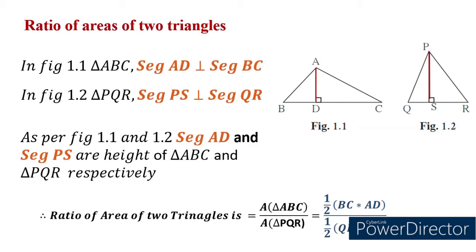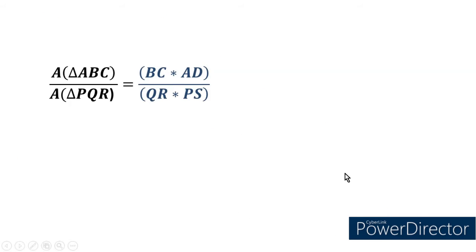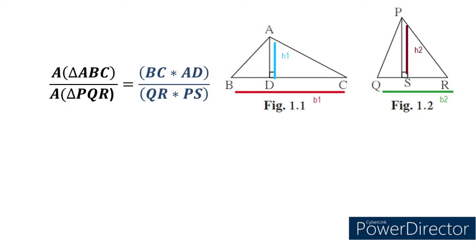So here BC is the base in triangle ABC and AD is the height in triangle ABC. Similarly, divided by 1 by 2 into QR, the base in triangle PQR, and PS, the height in triangle PQR. Now the 1 by 2 gets cancelled. Remaining is BC into AD divided by QR into PS.